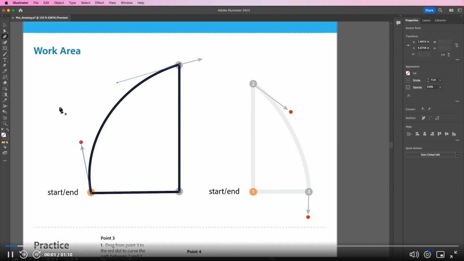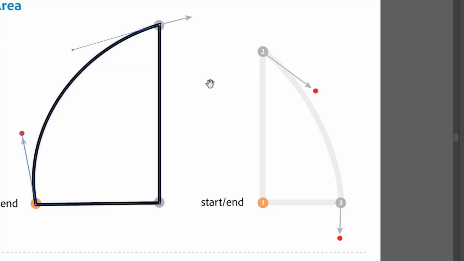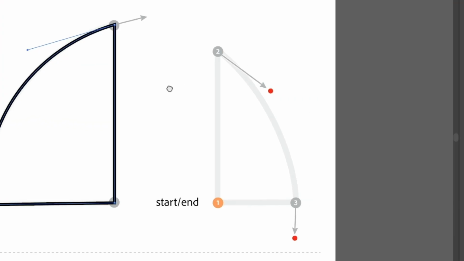Now we'll practice making the other sail over here. So if you don't see it, you can press the spacebar and get to the hand tool and move over. Come down here and click point 1. We're going to start right away. Make a straight line by pressing the Shift key. You can see it right there, and go to point 2 and click.